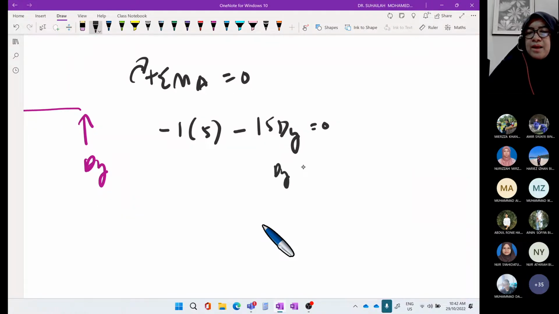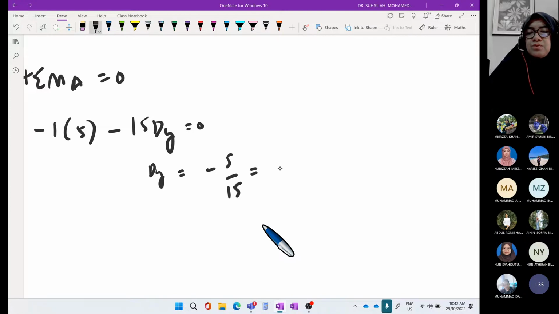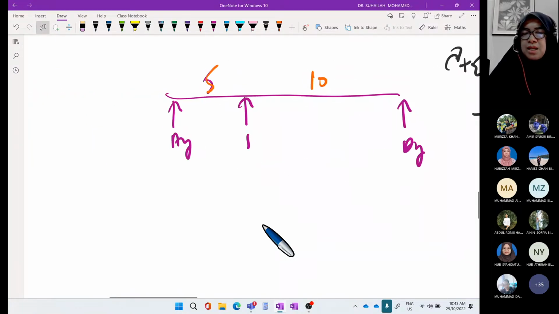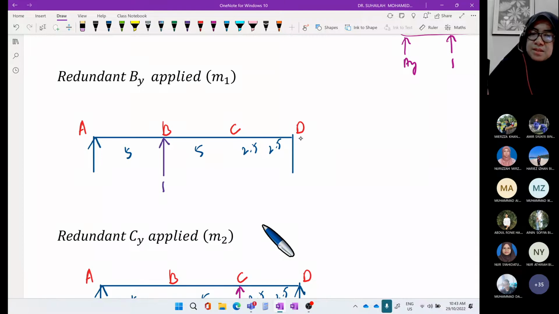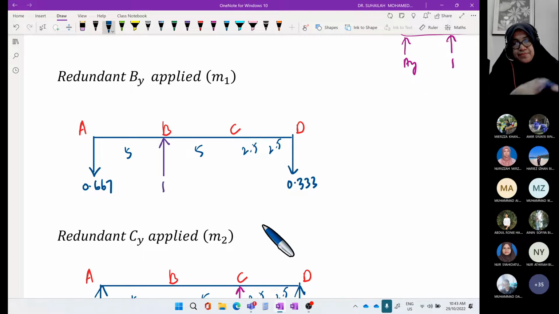So DY equal to negative berapa ni? 1 divide by 3. 0.333. DY kan yang tu. DY is 0.333. Okay. AY? AY is 1.333. Okay. So, balance kan? Dah balance.